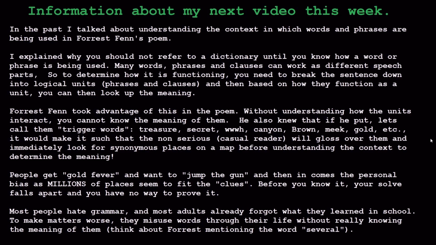The problem is we want to know Forrest Fenn's place. And the only way you're going to do that is by properly understanding the poem. People get gold fever and they want to jump the gun. And therefore it becomes a personal bias as millions of places seem to fit the clues. And then before you know it, your solve falls apart and you have no way to prove anything. You end up going to scrapbooks and reading the forums and reading Forrest Fenn's books and everything but the poem. I don't know why everybody is so afraid of the poem.